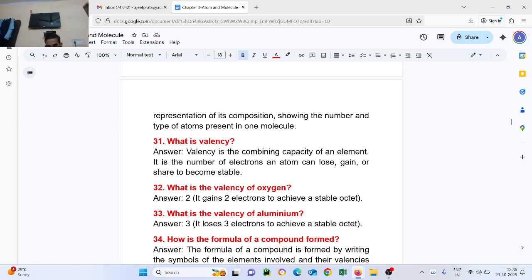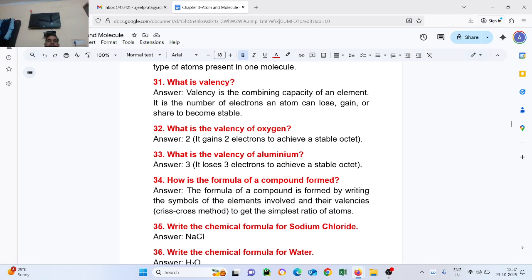What is the valency of aluminium? It loses 3 electrons to achieve a stable octet. Question number 34. How is the formula of a compound formed? The formula of a compound is formed by writing the symbols of the elements involved and their valencies, using the criss-cross method to get the simplest ratio of atoms.